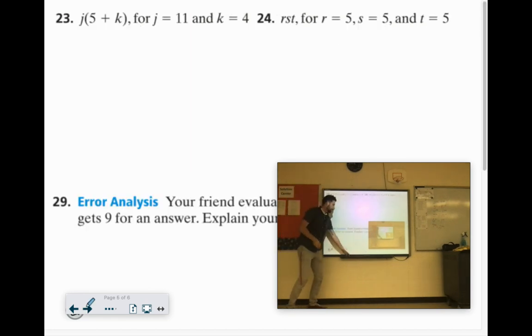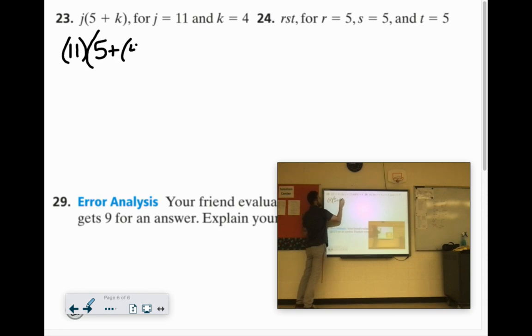All right, we're evaluating again. j is 11. The way I wrote this, a little more obnoxious than I needed to, because there's too many parentheses. But this grouping symbol is what we're going to do first, because that is a group. The 11 is in group with that. So 5 plus 4 is 9. Then we have 11 times 9, which is 99.